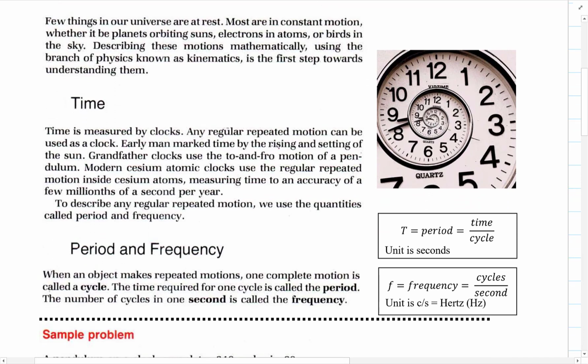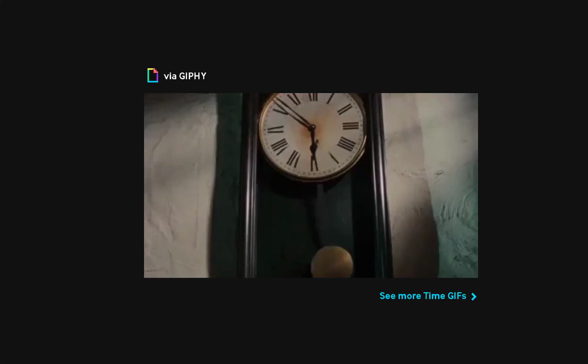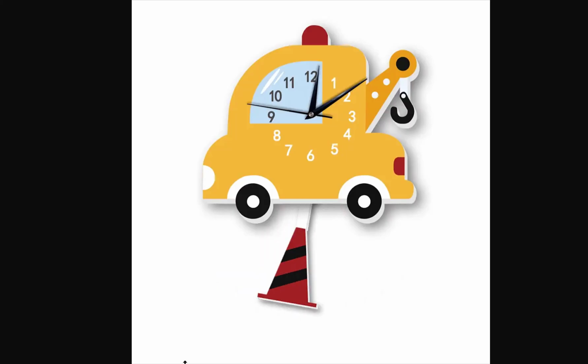Any regular repeated motion can be used as a clock. Early man marked the time of rising and setting of the sun. Grandfather clocks used the to and fro motion of pendulums. Let's just take a quick peek. The to and fro motion of the pendulum. Back and forth.